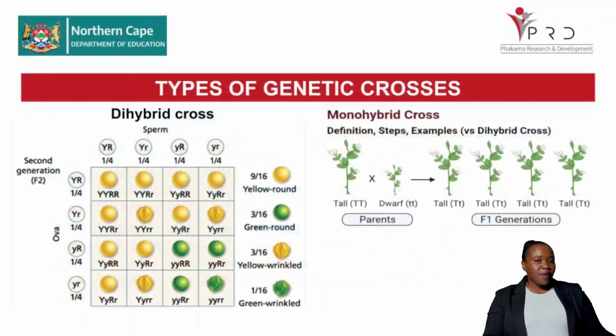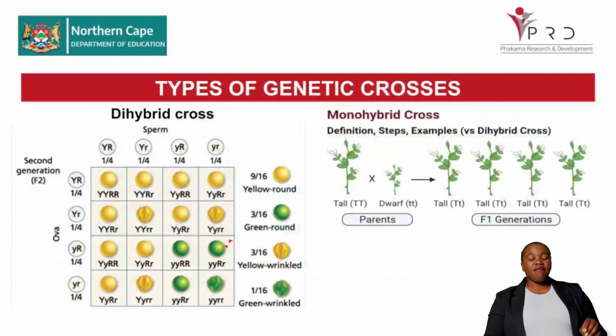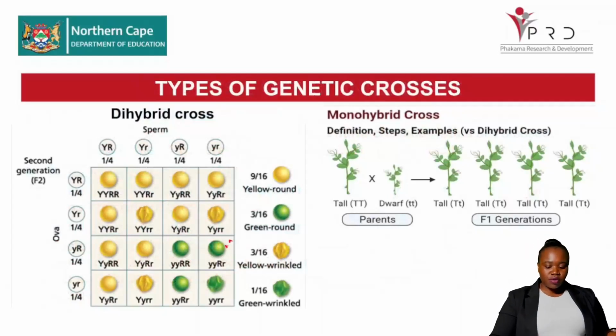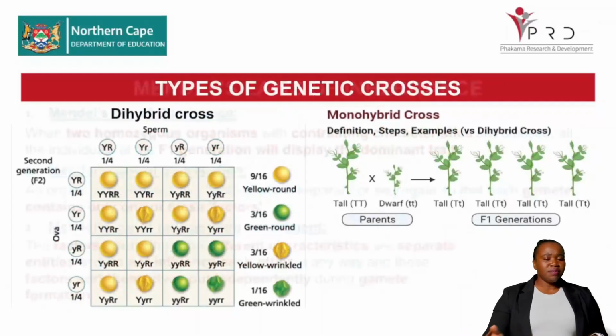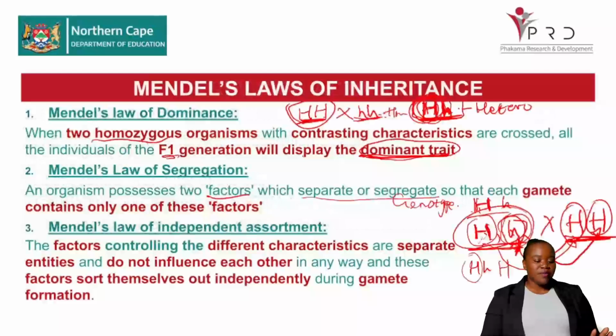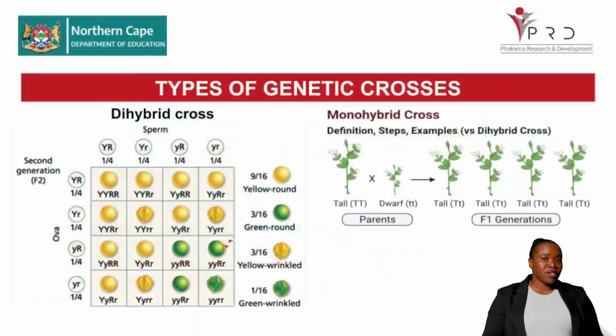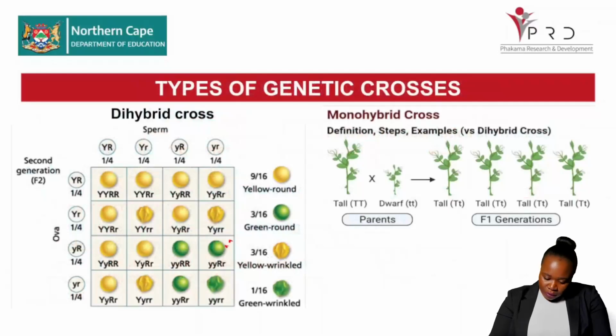Okay, two types of genetic crosses. We have a dihybrid cross, which we can see over here, and we have the monohybrid cross. The monohybrid cross is the one that you will be asked to draw or to complete. You wouldn't be asked to complete a dihybrid cross. You would only be given a dihybrid cross and asked questions based on it. But you should know how to complete that dihybrid cross in order for you to be able to understand how the answers came about, right?